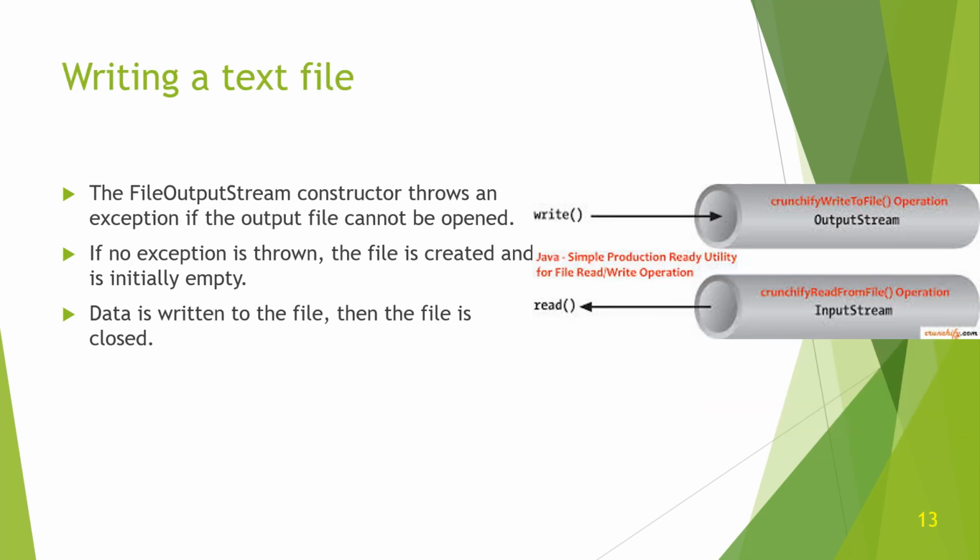And writing a text file. The FileOutputStream constructor throws an exception if the output file cannot be opened. If no exception is thrown, the file is created and is initially empty. Data is written to the file, then the file is closed. This is how we write to a text file in Java.